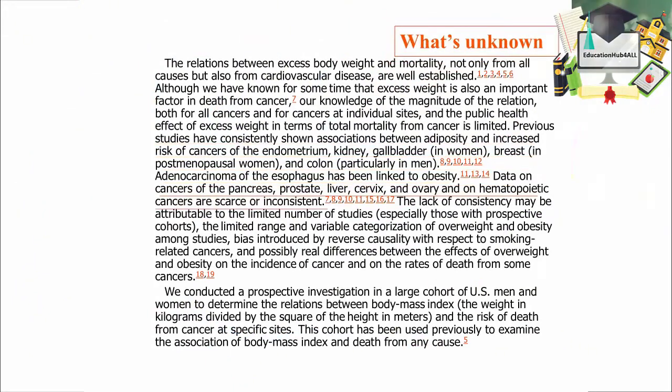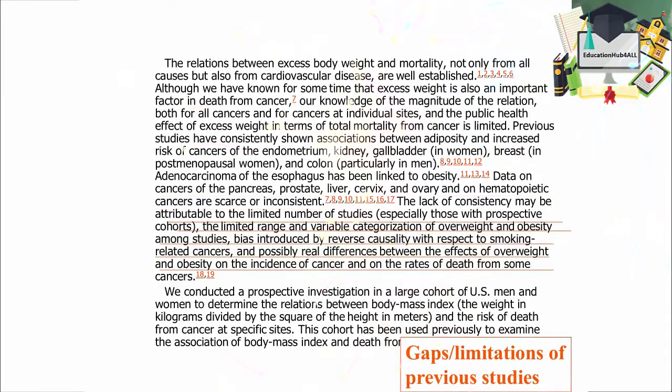Then we jump back to the what's unknown. So data on cancers of the pancreas, prostate, liver, cervix, and ovary, and on blood cancers are scarce or inconsistent. So they summarize a pile of studies in just this one sentence. They list them all here, but they're inconsistent. Notice that they don't give any details of the individual studies listed here. They just tell you really they're inconsistent. We haven't answered the question.